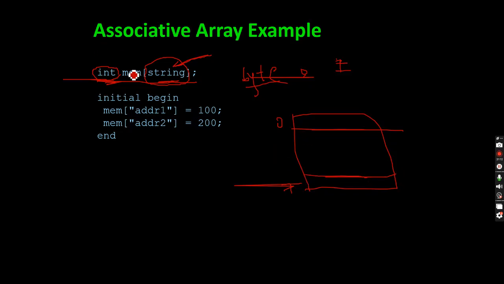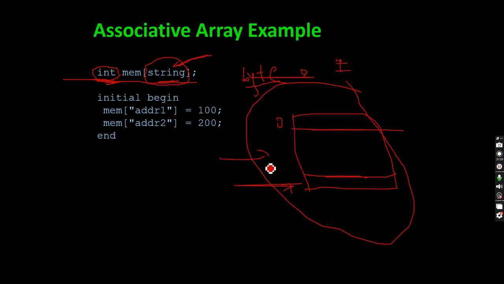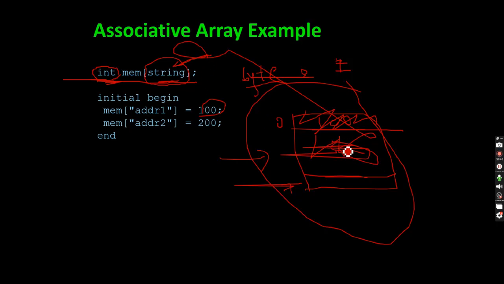Just by declaration, the memory won't be allocated for associative arrays, whereas for dynamic arrays and fixed arrays, just by declaring, in runtime the memory is allocated. This memory will be allocated for dynamic arrays and fixed arrays, but for associative arrays memory is not allocated. Whenever we try to store a value, here we are trying to store 100, only for this will memory be allocated. For the remaining places, memory is not allocated. So this saves a lot of memory. That's why we are learning associative arrays.